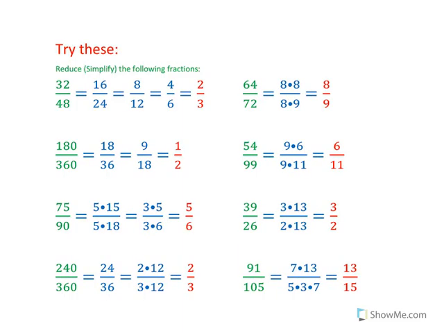All right, I took baby steps in this problem. 32 and 48 were even, so I cut them in half. Still even, cut it in half. 8 over 12, still even, cut it in half. 4 over 6, and then 2 over 3.